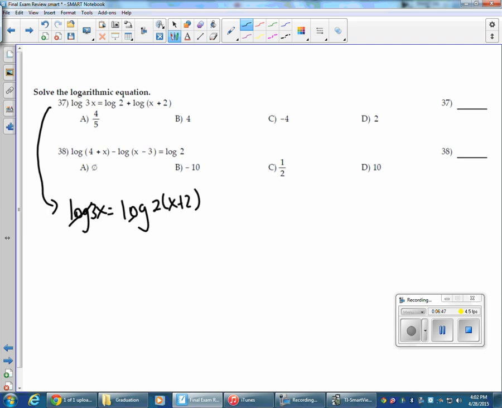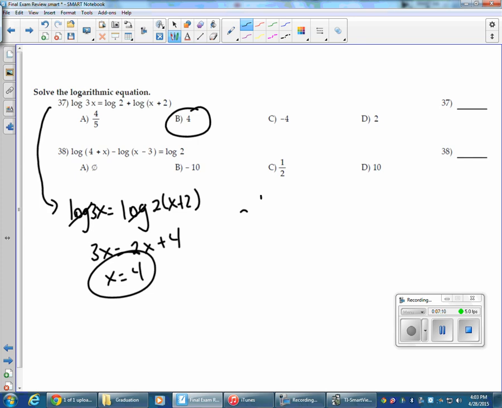Now I can drop log off of both sides, and I get 3x equals 2 times x plus 2, which would be 2x plus 4. Subtract 2x, you get x is equal to 4. I go back and make sure it works. This side would be the log of 12, and this side would be the log of 2 plus the log of 6, which is the log of 12, so it works out. And you can try it on your calculator.